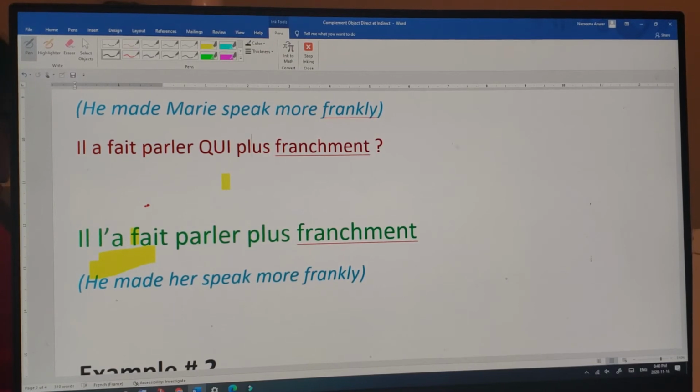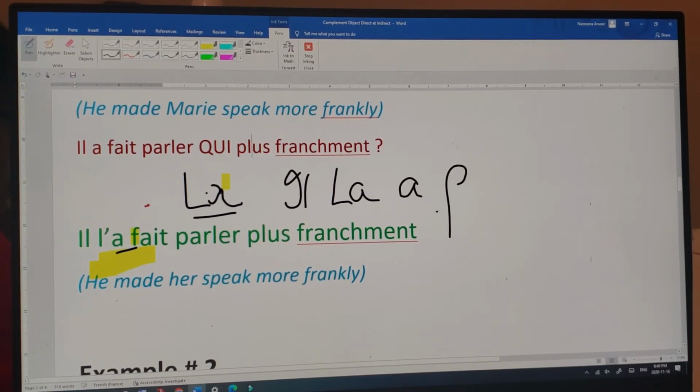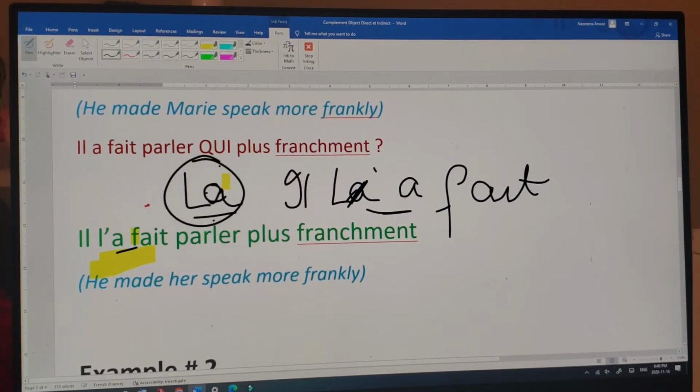Because la is going to be used, and since it's passé composé, it was il la a fait. Obviously there is the clash of the vowels, so we get rid of it, and it's il l'a fait parler plus franchement. We use la over here, which is the direct object pronoun. Il l'a fait parler plus franchement.